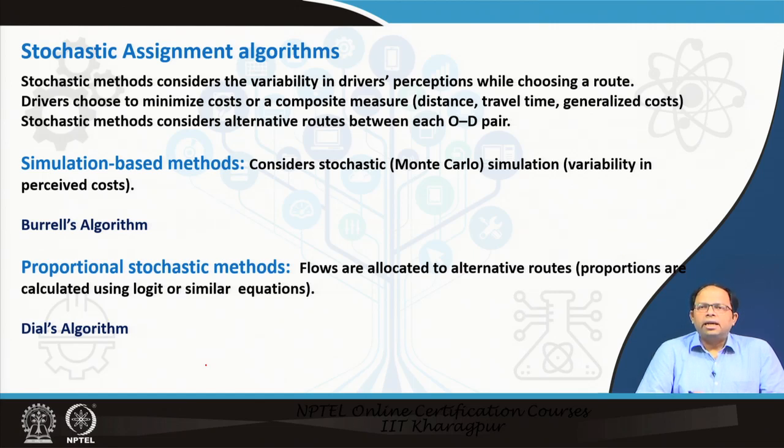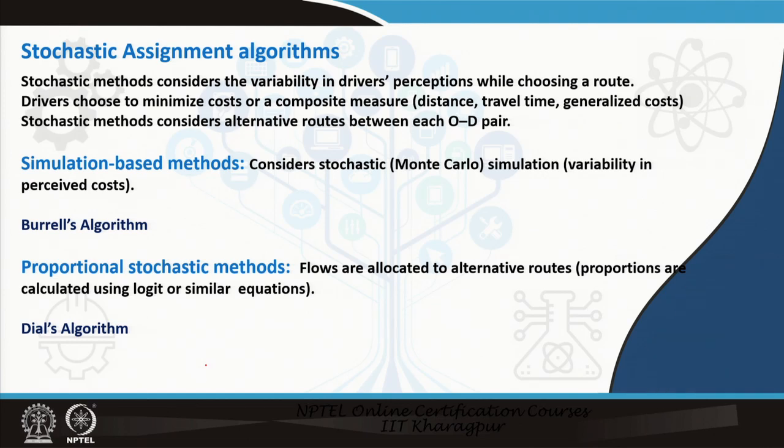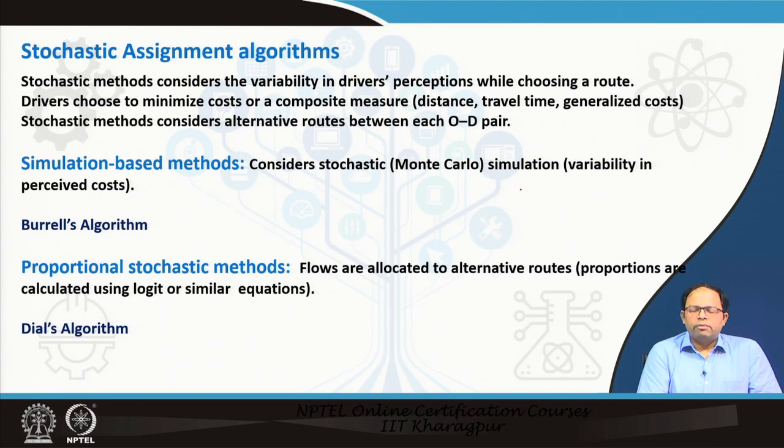That means here it is not based on system equilibrium. It is just considering that, based on the knowledge or perception of the drivers about the shortest path, they will choose different routes, and that will lead to a certain form of assignment. So, there is no equilibrium being considered at this point. There are two methods. One is the simulation based method, which considers stochastic Monte Carlo simulation, which considers the variability in the perceived cost, and this is achieved by Burrell's algorithm.